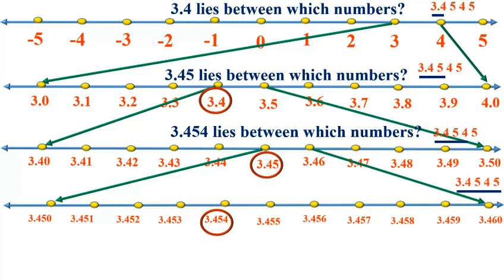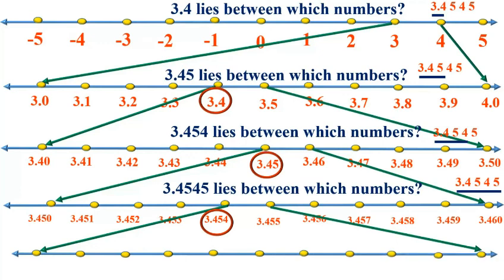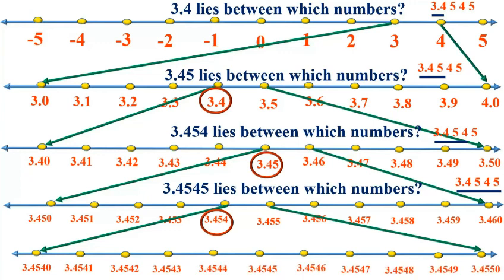Finally, we shall see where 3.4545 lies. It is greater than 3.454 and less than 3.455. So we divide the portion between them into 10 equal parts. Now complete the number line. Now you can see where 3.4545 lies.